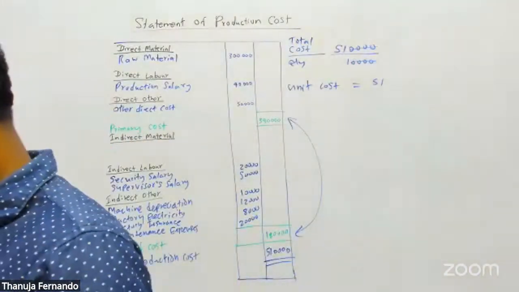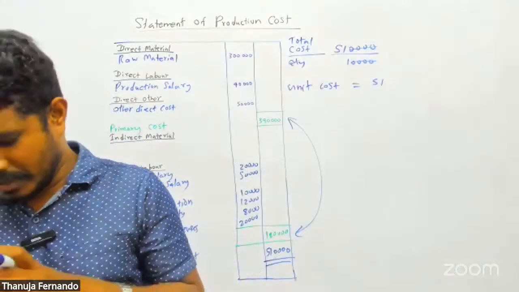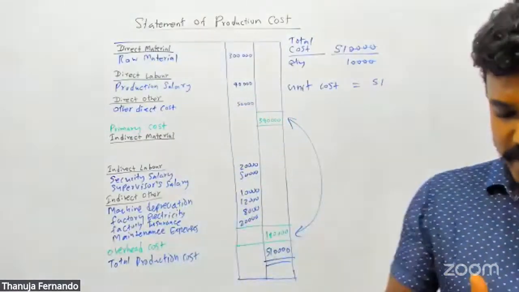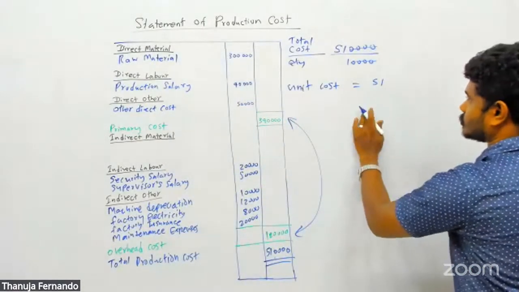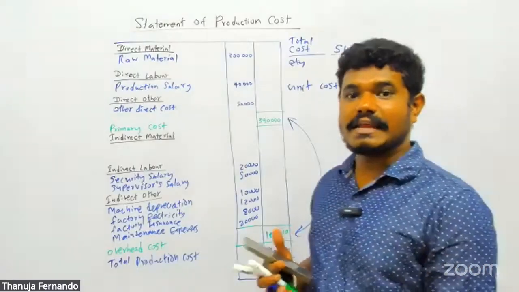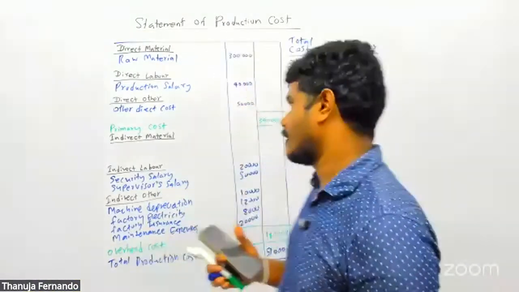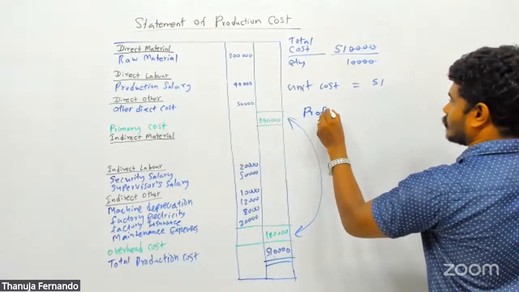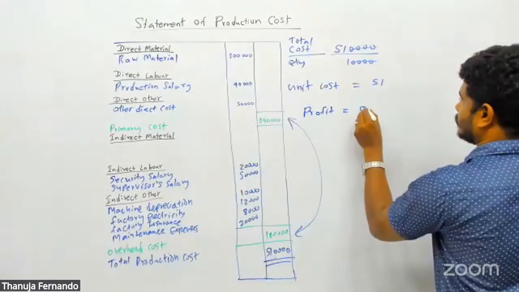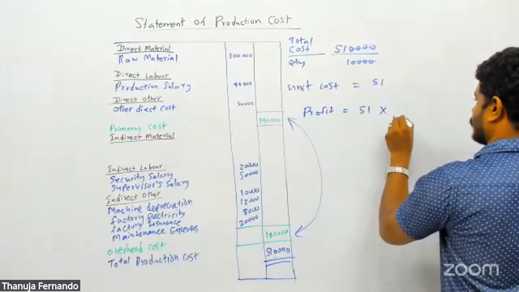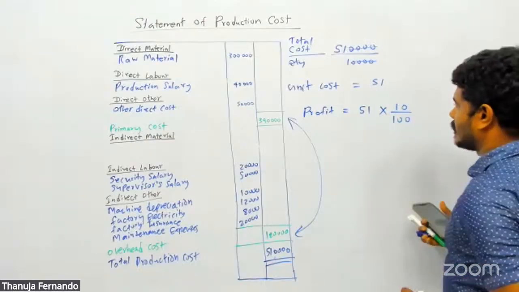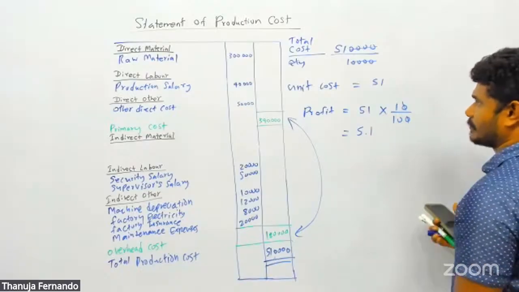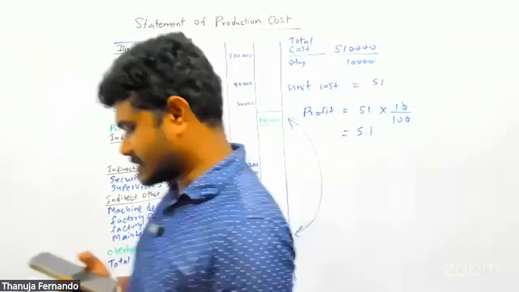Right? Then they are saying it has been decided to maintain a 10% profit margin per tile. This is the unit cost. They are maintaining a 10% profit margin per unit, which means the profit is 10% of the cost, 51. Then the profit margin is 5.1. Then they are asking the selling price per unit.